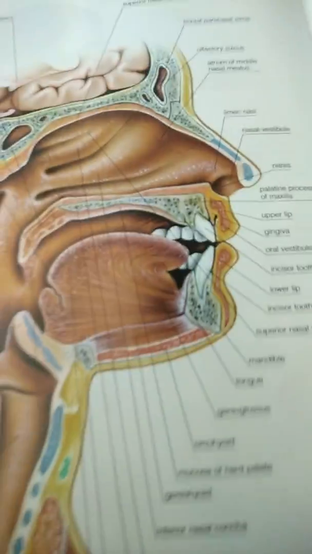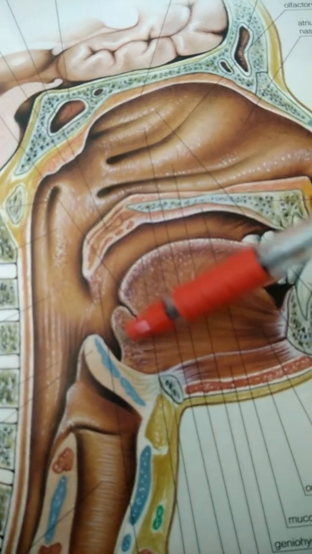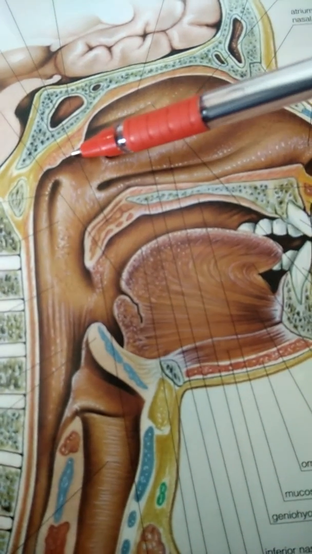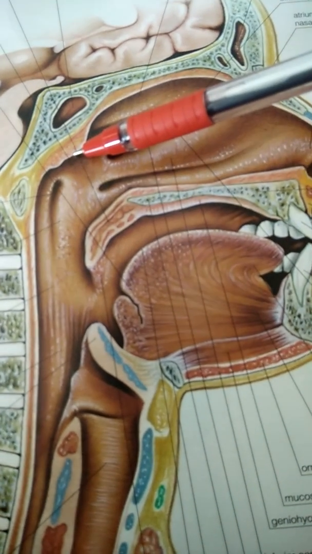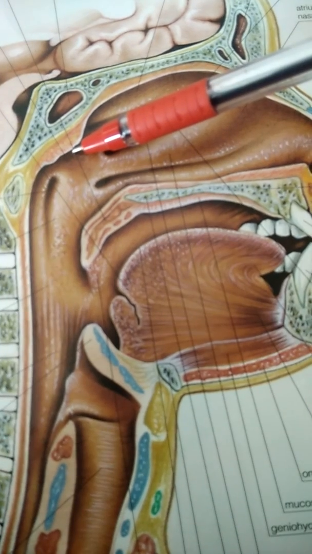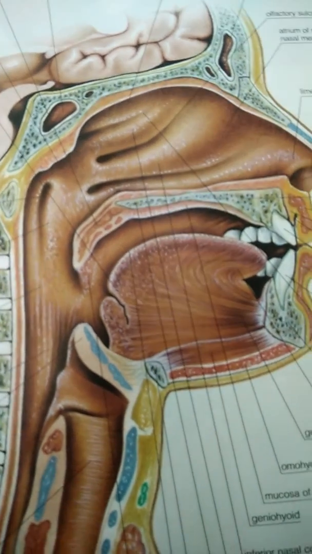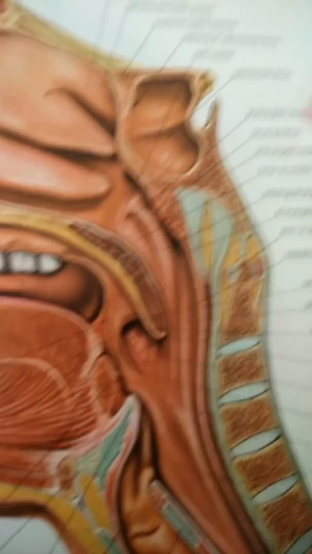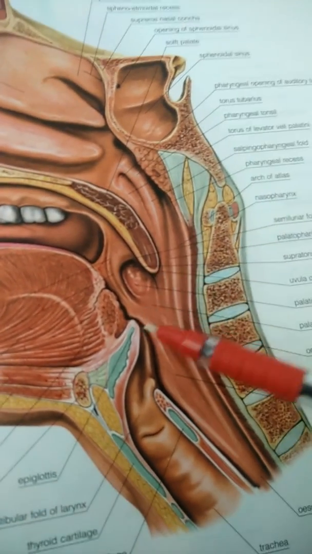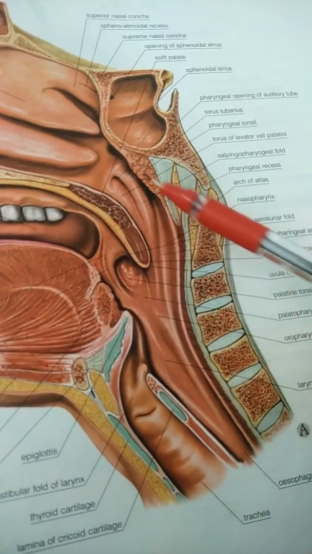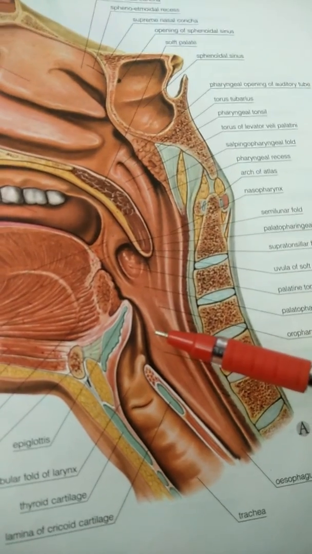So pharynx, we already saw the tonsils. The inflammation of the pharyngeal tonsil is known as adenoid. And surgical removal of the adenoid is known as adenoidectomy. And the inflammation of the palatine tonsil is known as tonsillitis. And the infection or inflammation of the pharynx is known as pharyngitis.